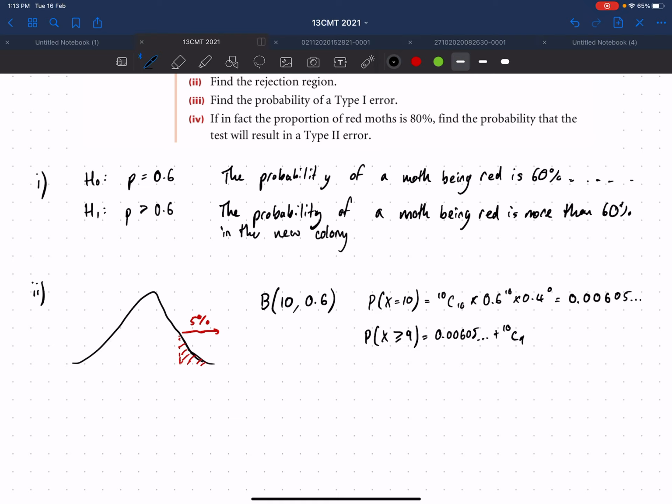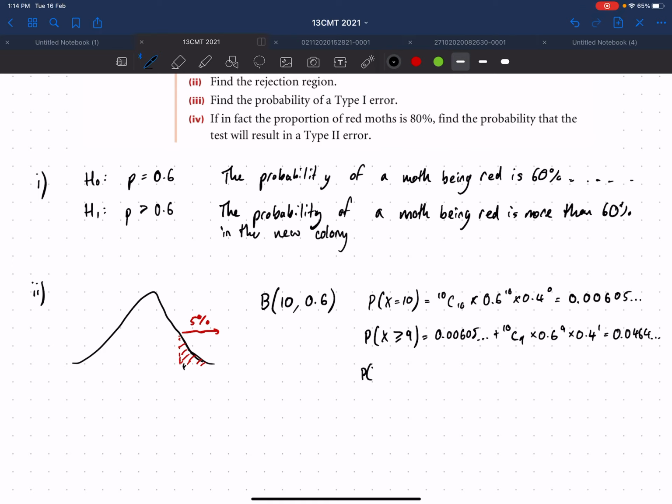So 10c9 times 0.6 to power 9 times 0.4 to power 1. Again, do that on a calculator. So if you've already got the previous value, it's good to keep that previous value stored as the answer, and then you can just add on your 10c9 times 0.6 to power 9 times 0.4 to power 1, which gives you 0.0464. So that's very close to our 5%. It's still within that 5% region. However, it's likely that our next value is going to take us out of that.